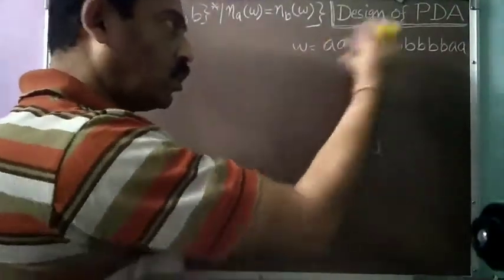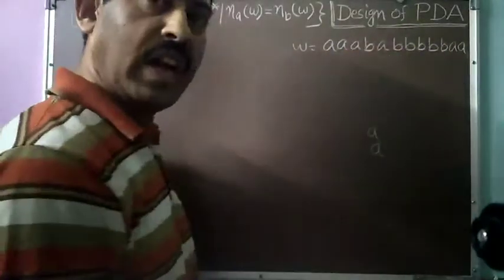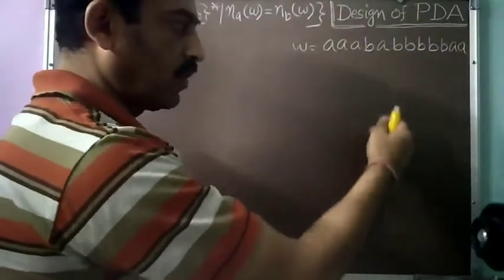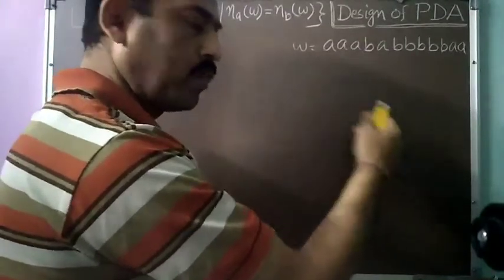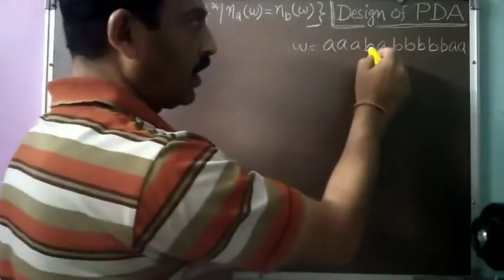But if the situation is reversed, suppose in place of A's we write B's, or in place of B's we write A's, then the situation will be reversed. Then the more number of B's will be there and B's will be stored over the push down store. Okay, so we have come up till now.